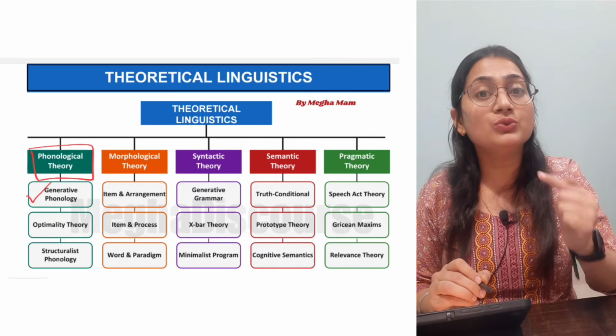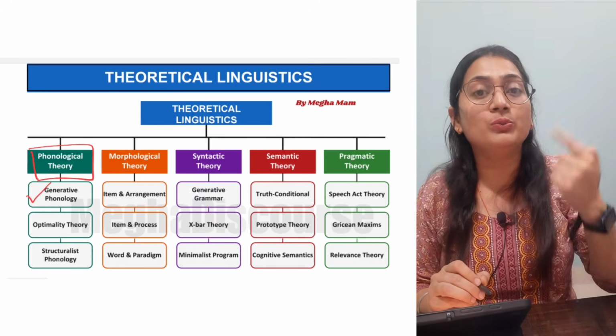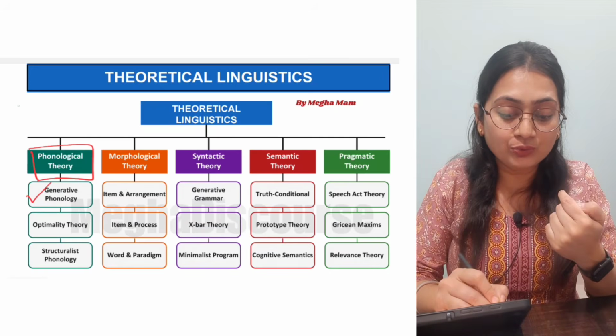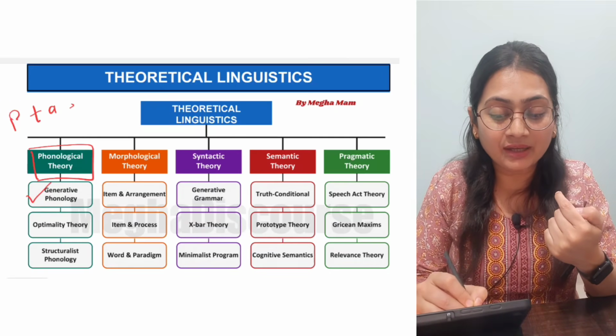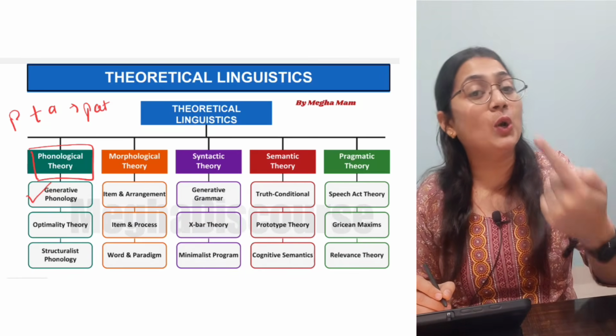How to use phonology, how the word is produced, how we use sound to make a word, how I can use P, A and T to make pat. This is called generative phonology, and it is given by Noam Chomsky.